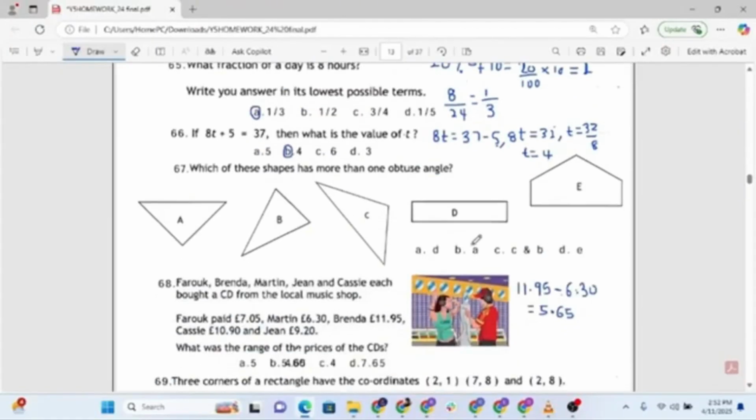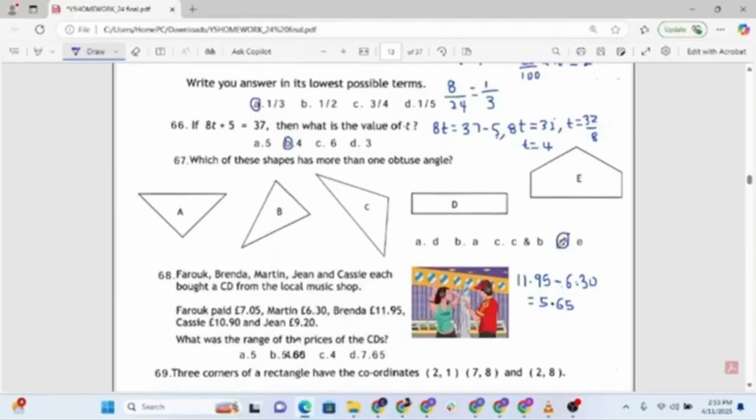Question 67. Which of these shapes has more than one obtuse angle? The correct answer is option D, shape E. Explanation. An obtuse angle is one that measures more than 90 degrees but less than 180 degrees. A triangle can have at most one obtuse angle. A rectangle has only right angles of exactly 90 degrees. Shape E is a pentagon that has multiple angles greater than 90 degrees, so it has more than one obtuse angle.